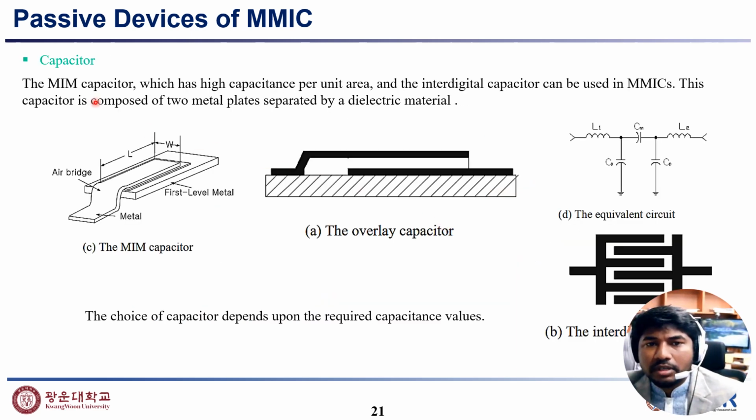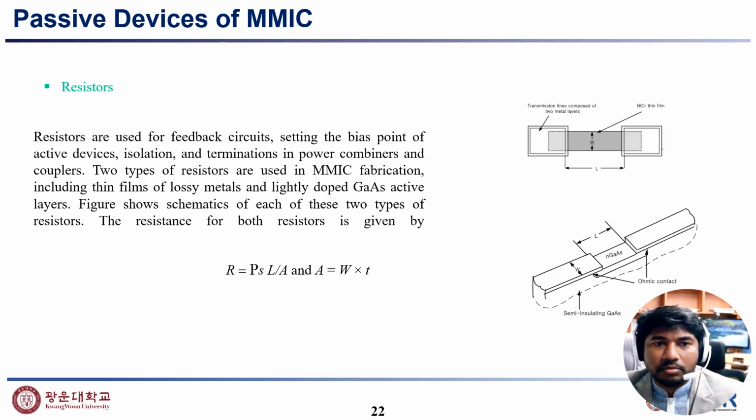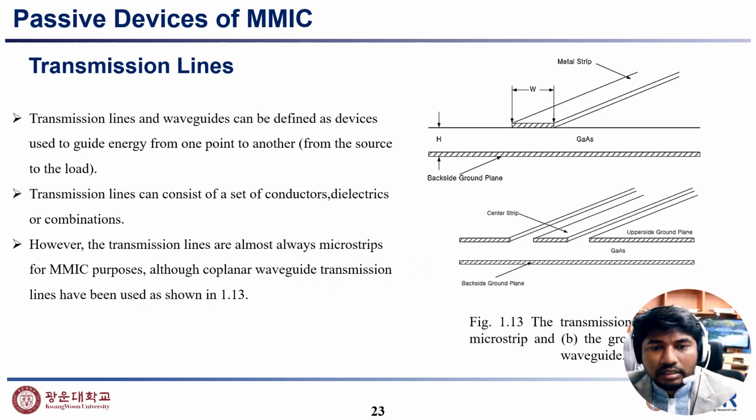Capacitor. For MMIC, capacitors with high capacitance per unit area and interdigital capacitors can be used. This capacitor is composed of two metal plates separated by a dielectric material, and you can see here the MIM capacitor, and here the interdigital electrode capacitor. Resistors are used for feedback circuits and setting the bias point of active devices. This is very normal, and we know R equals rho L divided by A, and A is width times thickness.